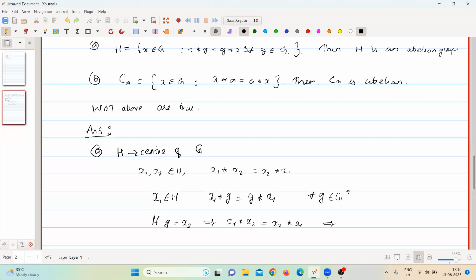What does this mean? H is abelian, because we are taking any two elements x1 and x2 in H, and finally what we are getting is x1 star x2 equal to x2 star x1. Clear? We needed to prove this condition, and finally we proved it. So H is abelian. Any doubt in this question?